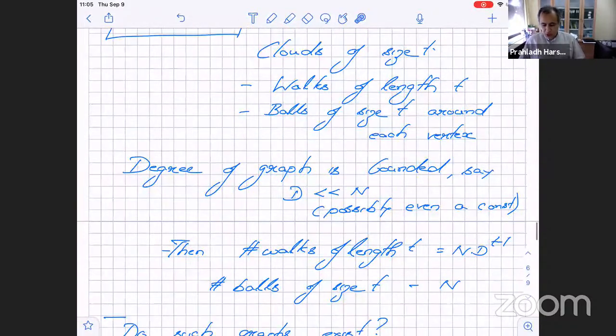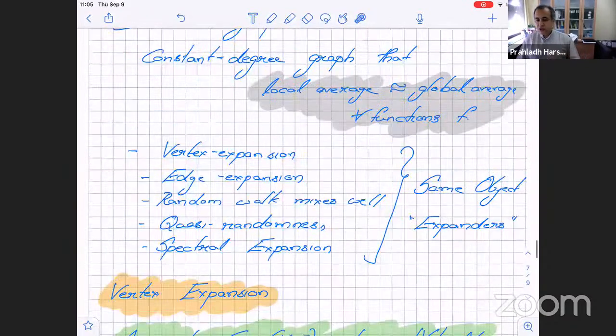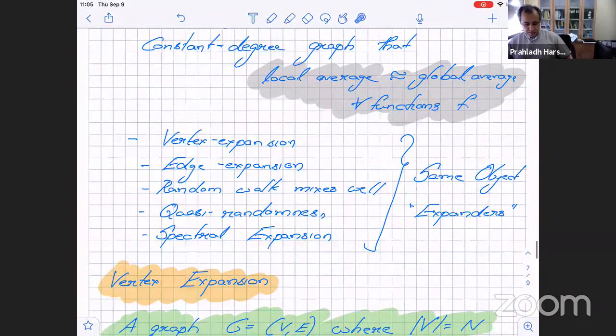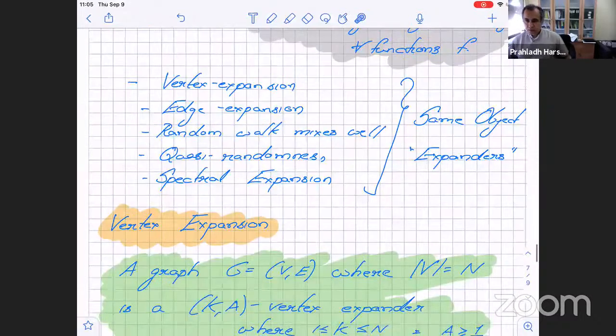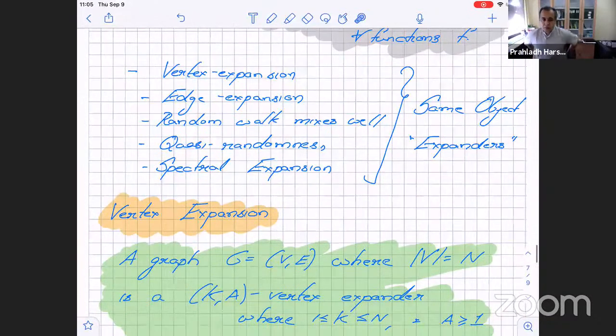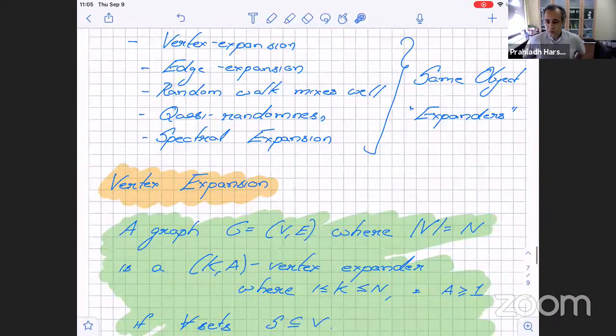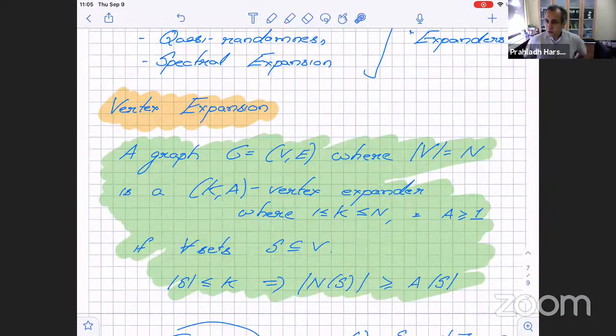So our focus is going to be on one of these notions of expansion. We'll start off with vertex expansion. Very soon, in the next lecture, we'll move to spectral expansion. We'll see it's an equivalent notion and we'll work with that expansion. That's going to be the focus for the next 4 or 5 lectures. Any other questions? Okay, then we can stop.